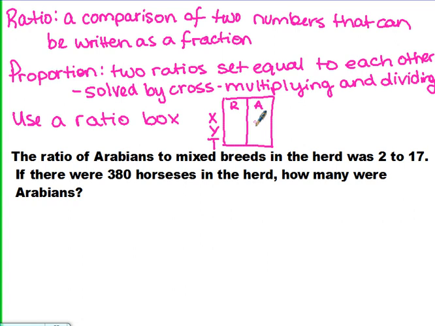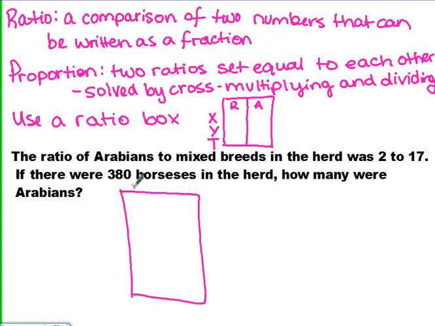All right, so the first example says the ratio of Arabians to mixed breeds in the herd was 2 to 17. If there were 380 horses in the herd, how many were Arabians? All right, Arabians is just a type of horse. We're not talking Arabs. Okay, we're talking Arabian horses. And yes, there is a typo. All right, so the first thing that we want to do is set up a ratio box.